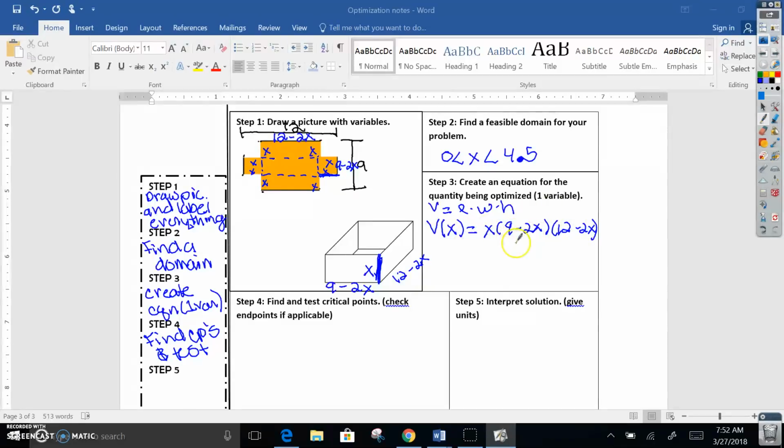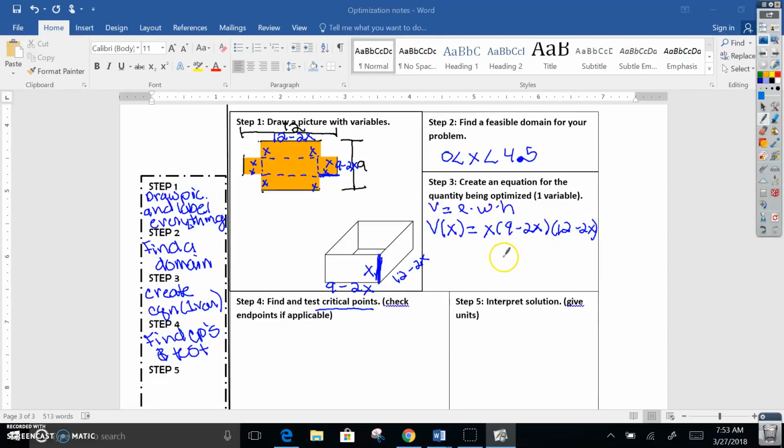Now, at this point, you have a choice. You can FOIL this out, distribute the x, take the derivative by hand, set it equal to 0. That's how you find the critical points, and do your chart. But I'm going to show you a little bit of a shortcut. If you have a graphing calculator, you can actually ask the calculator to graph the derivative of this function, and it will tell you the CPs.